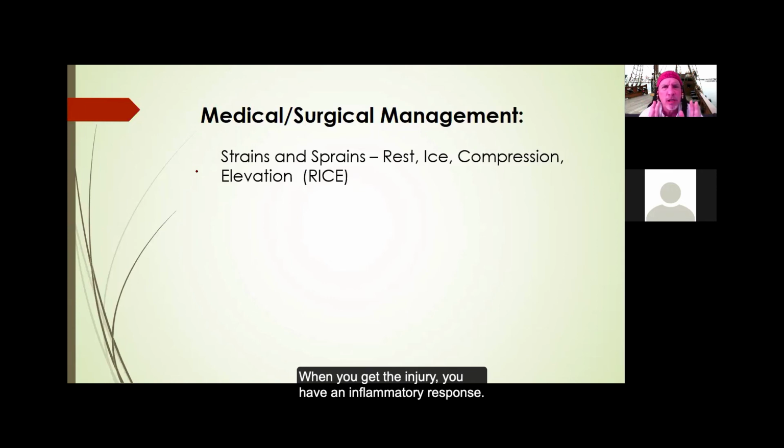When you get the injury, you have an inflammatory response. Blood and everything rushes to the location and causes a great deal of swelling. So the ice helps keep some of the swelling down. Compression, they can use compression bandages on it. Usually helps the wound feel a whole lot better. And then, of course, elevation to keep the blood from flowing into the location, causing more swelling.